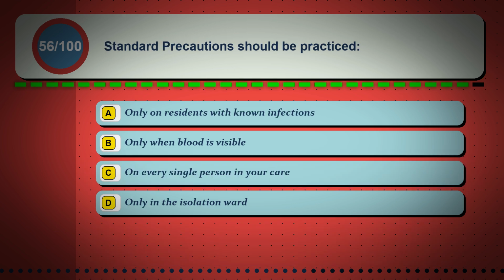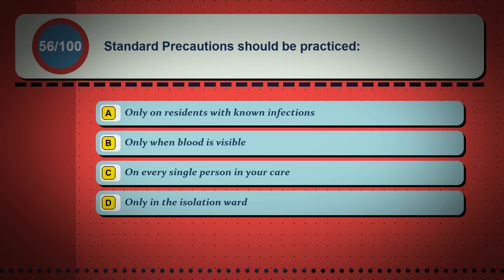Question 56. Standard precautions should be practiced. Option A. Only on residents with known infections. Option B. Only when blood is visible. Option C. On every single person in your care. Option D. Only in the isolation ward.